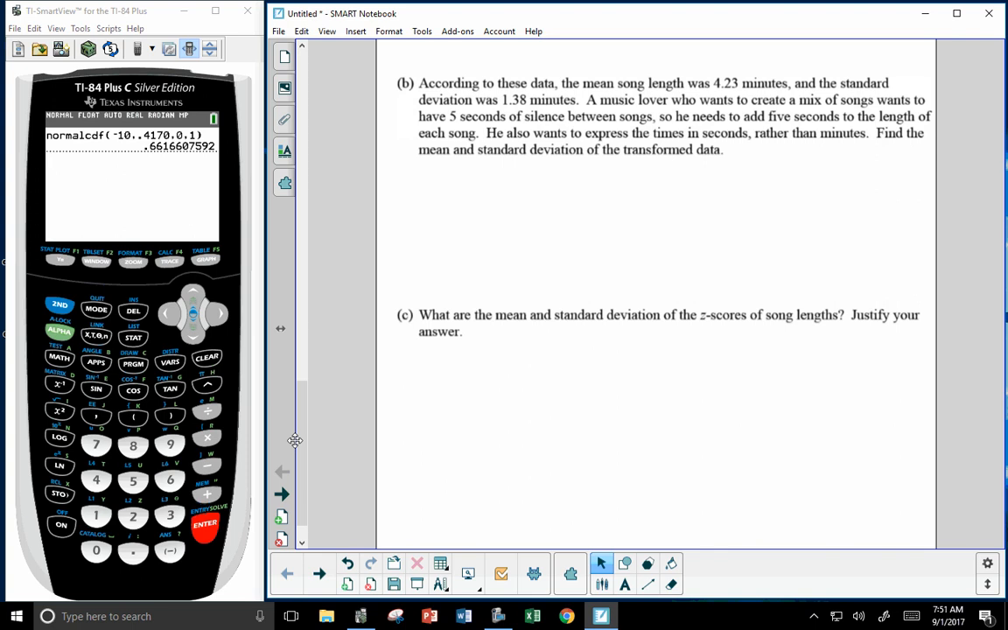So to find the new mean, we're going to take the old mean. It says our mean length of songs was 4.23 minutes. We're going to take that 4.23 minutes. We're going to multiply it by 60 because they're wanting us to give the answer in seconds. But we're also going to add the 5, that we're adding those 5 seconds to each song. Okay, so when you do the 4.23 times 60 and you add the 5, you get 258.8 seconds.